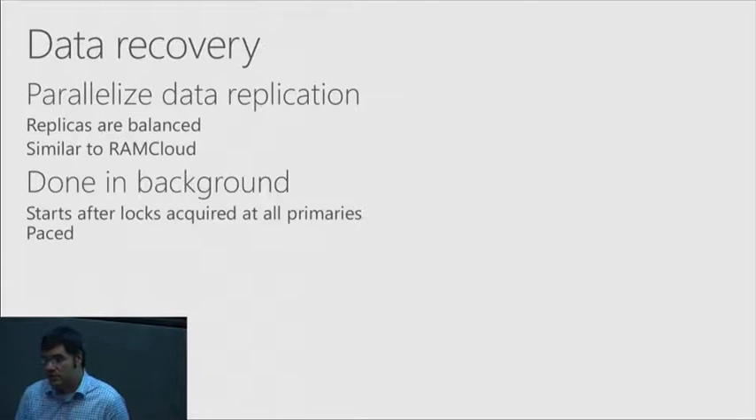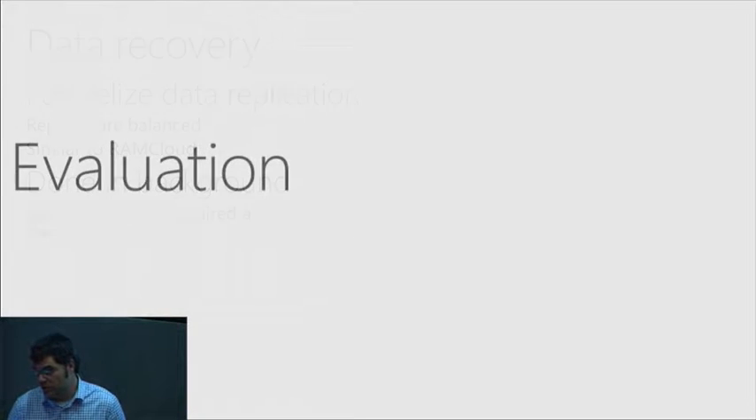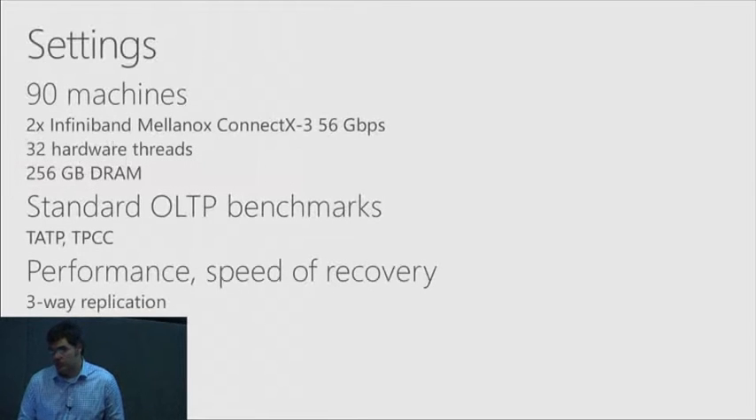This also means that we can do data recovery in the background, so basically to avoid interference with the foreground traffic and with the rest of the recovery. So we start data replication only after logs have been acquired at all primaries, to reduce the interference with acquiring the logs, and we also pace it in the background in order to reduce the impact on the foreground traffic. Okay. So if there are no questions, I'm going to next show you a few results from our evaluation.